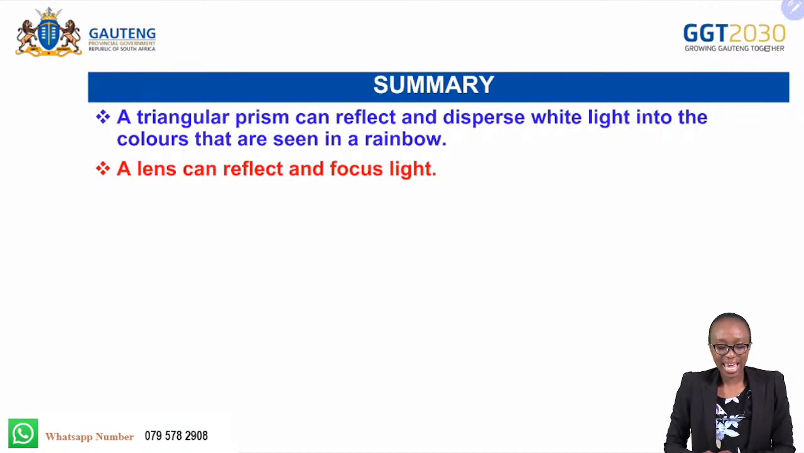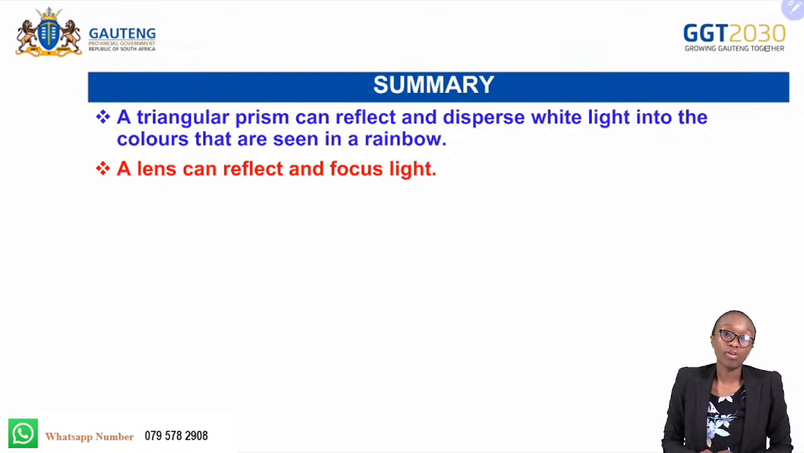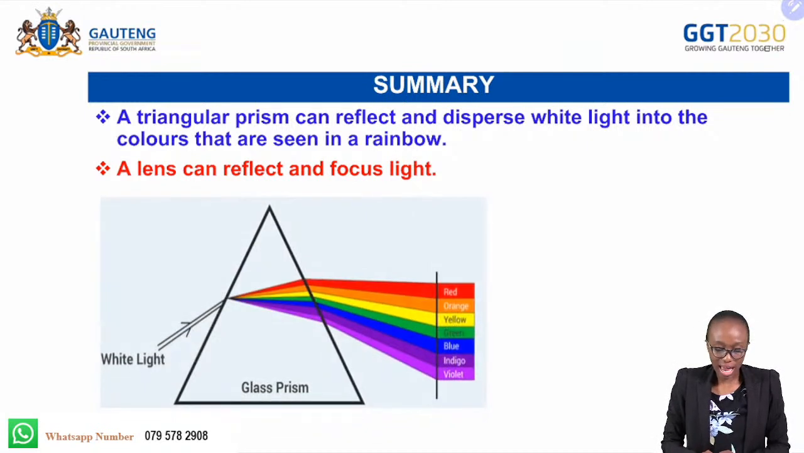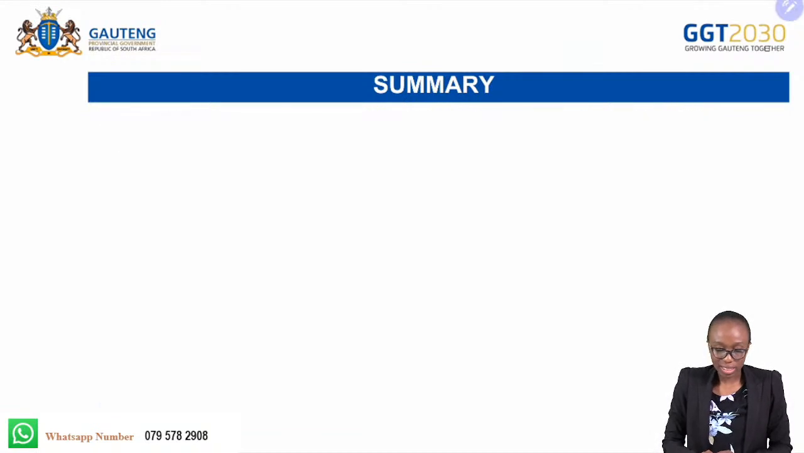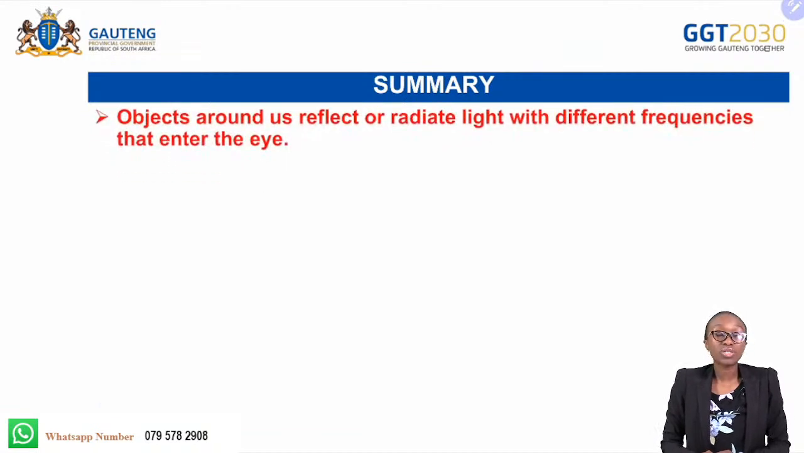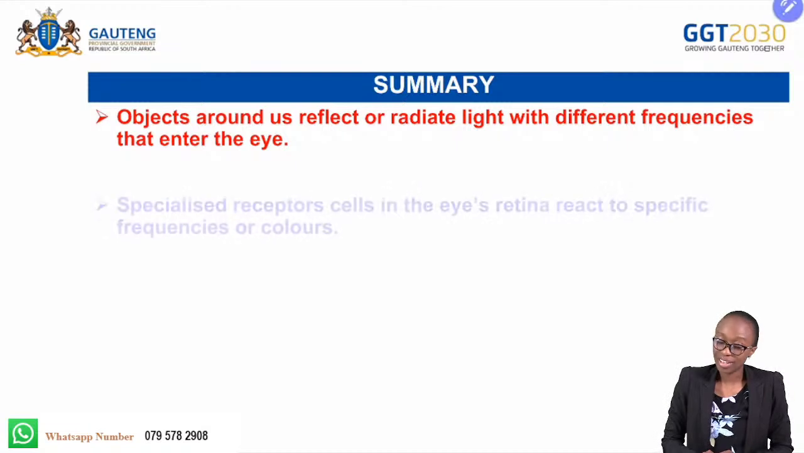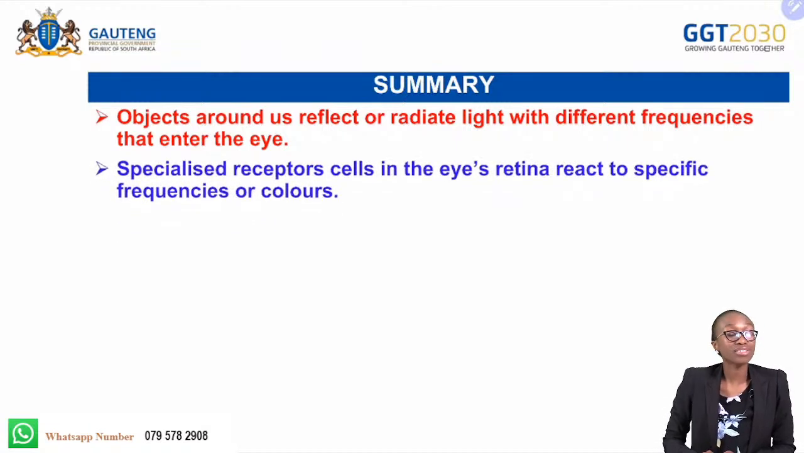And a lens can refract and focus light. A lens is capable of refracting and focusing light. This is how a rectangular prism is able to refract and disperse white light. Okay, what else did we learn? We learned that objects around us reflect or radiate light with different frequencies that enter the eye. So what we actually see is light and not objects. Okay, so share that with someone else who doesn't know.